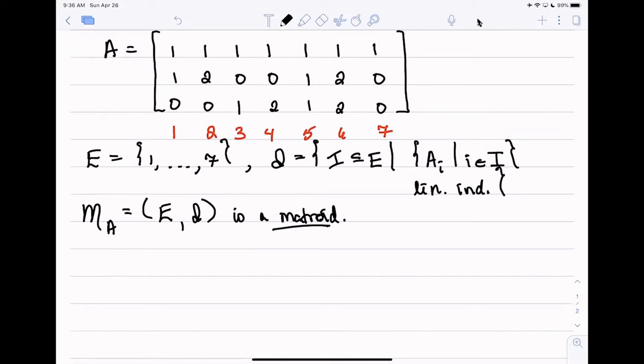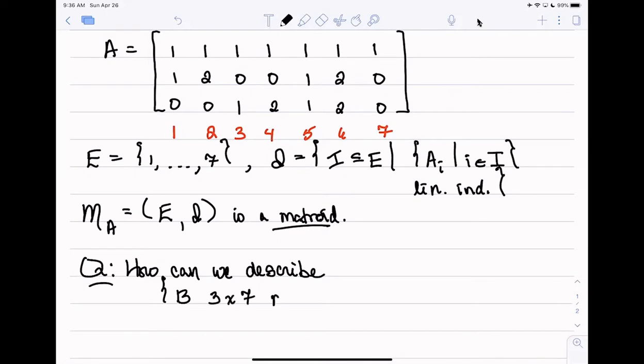And now the question that's really going to be the focus of my talk is the following: how can we describe the set of all matrices that give rise to the same matroid as the one I just started with? So in other words, I'll be looking at matrices of the same size, so 3x7 matrices, and I want them to have the property that if I associate a matroid to the matrix B in the same way that I just did, right?